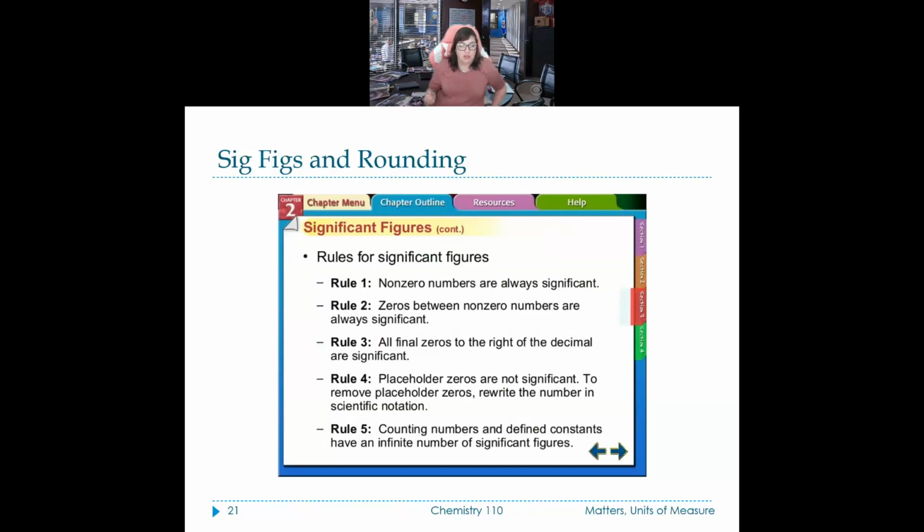And counting numbers and defined constants have an infinite number of significant figures. 6.022 times 10 to the 23rd, the number of particles in 1 mole, even though 6.022 has 4 sig figs, if I'm doing calculations with it, I do not consider the number of sig figs there to be limiting. Okay, so I assume that that is infinitely significant. All right, we'll talk about how that affects our calculations in a slide or two. But that's what we mean by that.